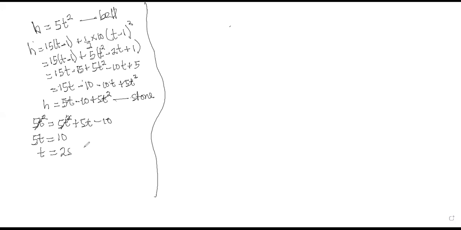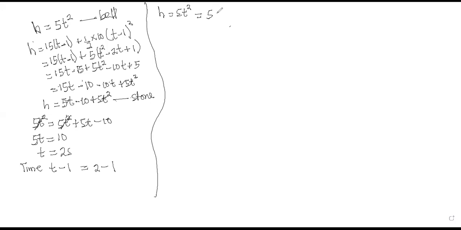So it took the ball 2 seconds to drop, and it will take the stone... Don't forget the time for the stone. We said let the time be t minus 1. And so the stone will take 1 second to drop. Once you find the time for each one of them, if you take the equation for the ball, which is h equals 5t squared, and substitute, you have the height of the cliff.